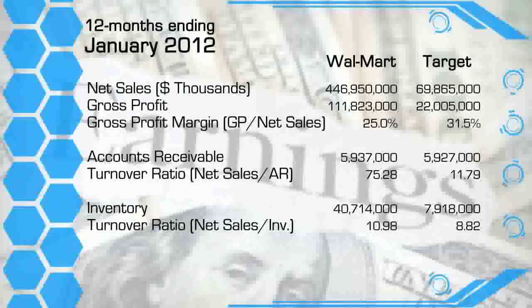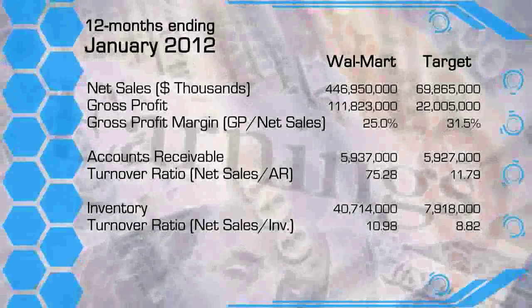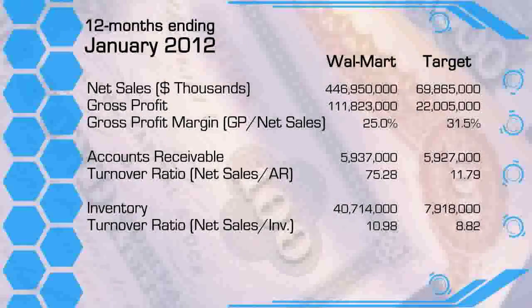They are both big companies, but Walmart dwarfs Target. They outsell Target by 6 to 1. That's 447 billion versus 70 billion. Gross profit margin, however, is comparable, 25% versus 31.5%. Walmart is a little lower, reflecting their focus on low prices. Look at the turnover ratios. Here we see a big difference.